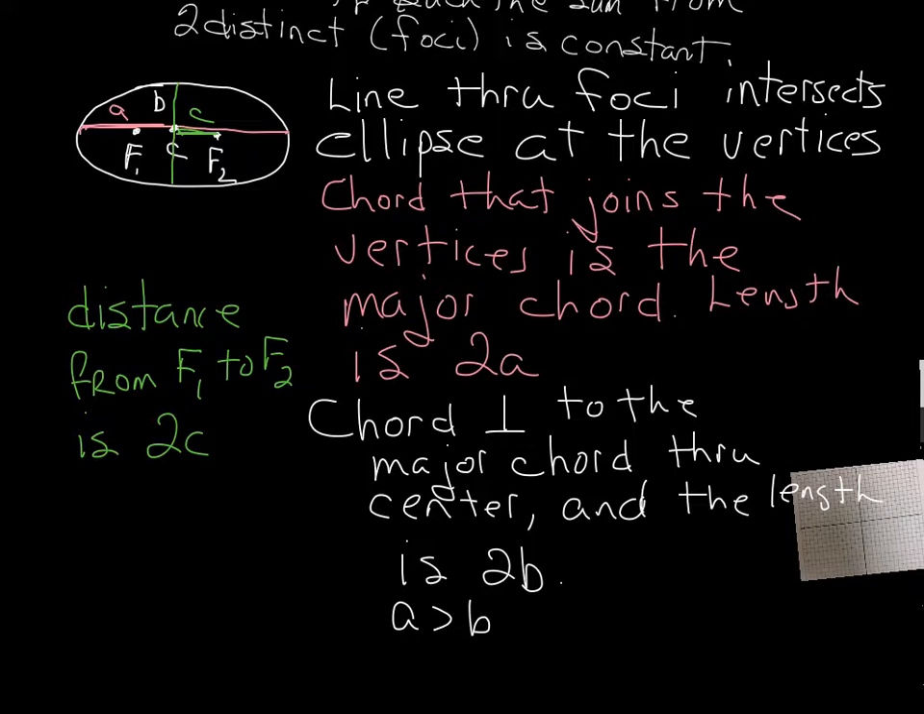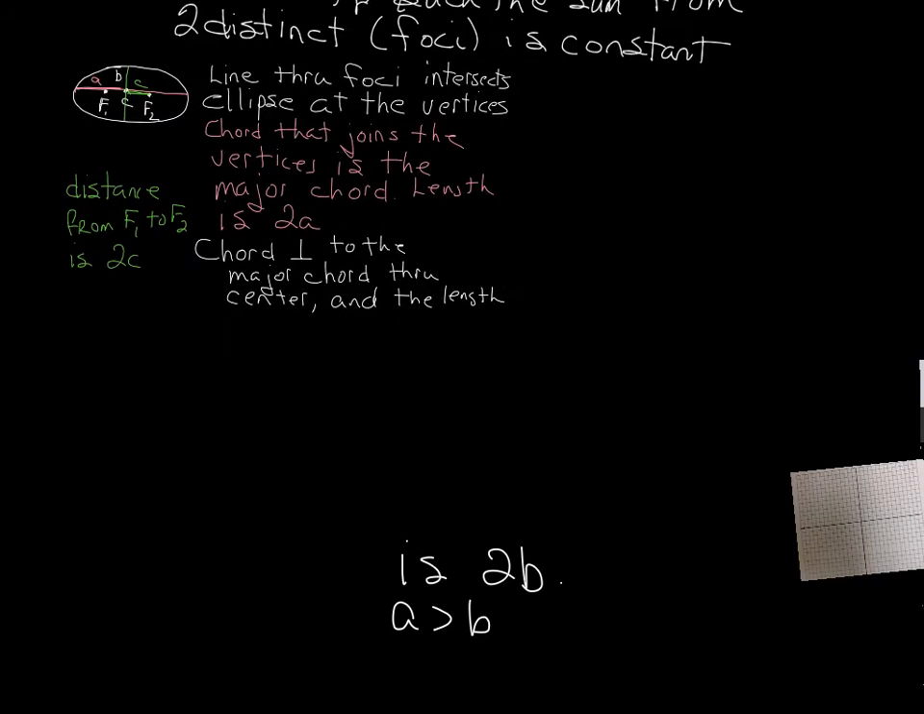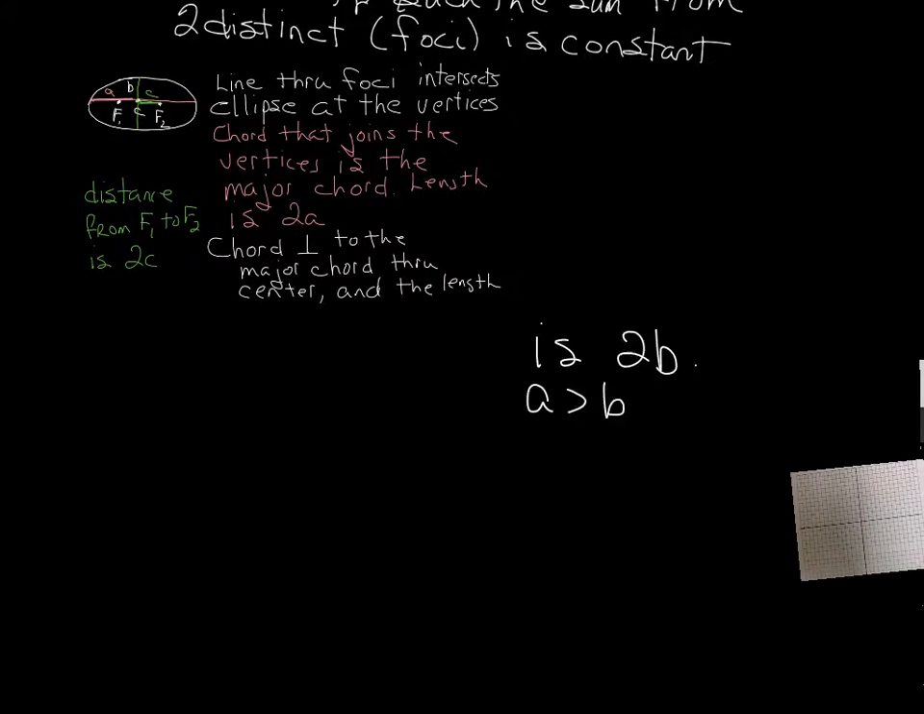Okay. Now, the formula for the ellipse. We've got two different formulas for the ellipse, remembering A is always greater than B. If we have a horizontal major axis.